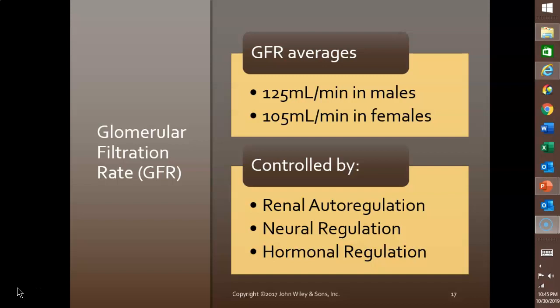Control of the diameter of the afferent and efferent arterioles can regulate the blood flow into and out of the glomerulus. Constriction of the afferent arteriole decreases the amount of blood moving into the glomerulus, and dilation of the afferent arteriole increases it. So there are three mechanisms that control glomerular filtration rate that we're going to look briefly at, and that's renal autoregulation, neural regulation, and hormonal regulation.